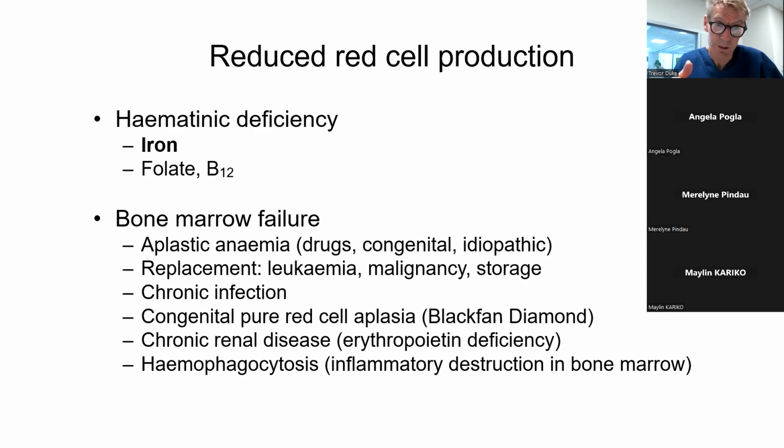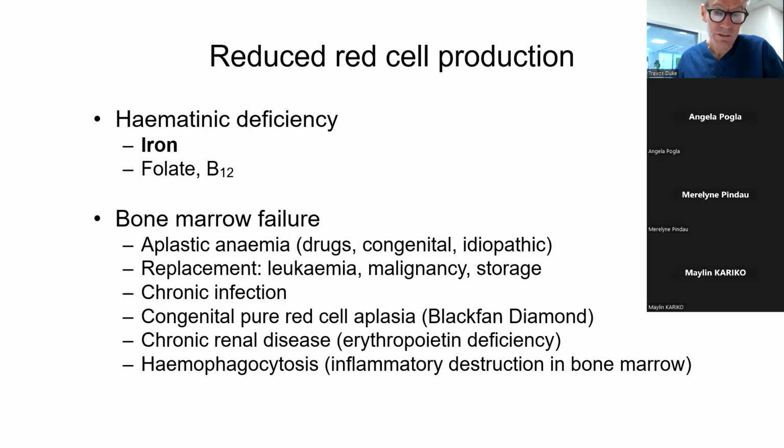And the bone marrow can fail because of aplastic anemia, or because the bone marrow is being replaced by malignant cells like leukemia or malignancy or some congenital storage disorder, or because there's a chronic infection and that leads the bone marrow to be suppressed, or there's some congenital problem, like a condition called congenital red cell aplasia, Diamond-Blackfan syndrome, don't need to worry about it. Or chronic renal disease can lead to reduced red cell production, a bone marrow failure condition because of a lack of erythropoietin. If the kidneys are failing, then they stop making erythropoietin, and then the bone marrow will fail as a secondary event.